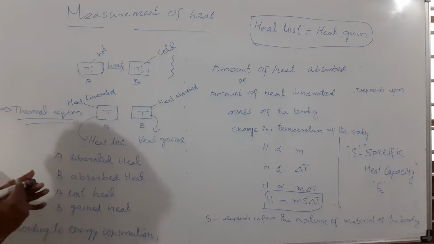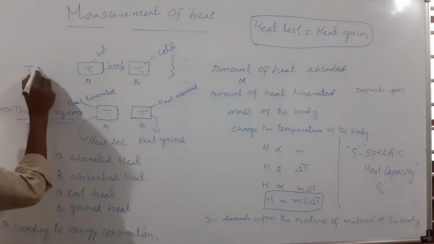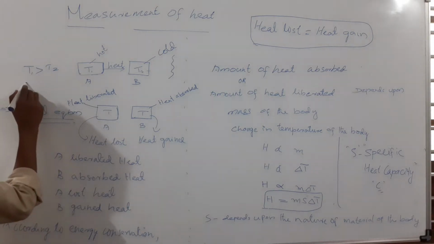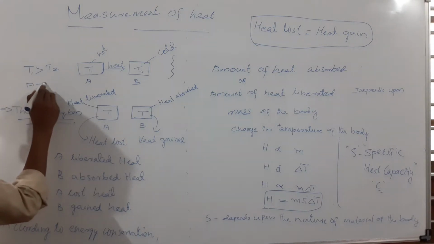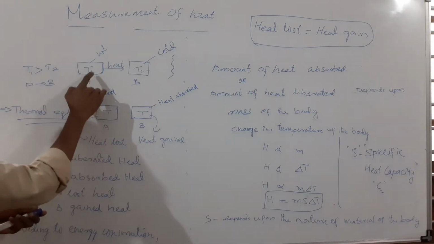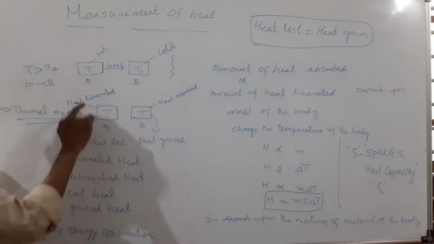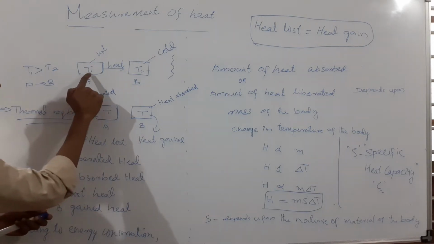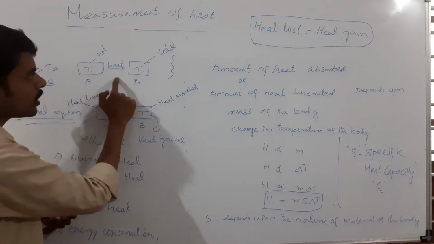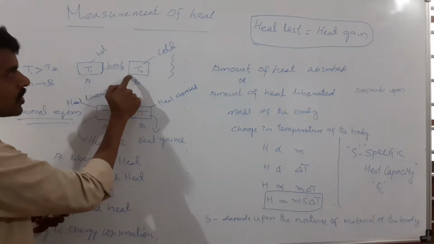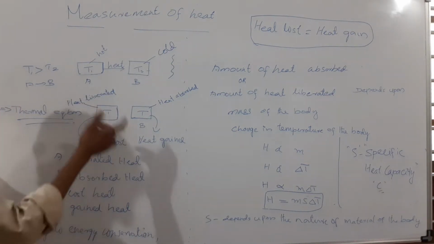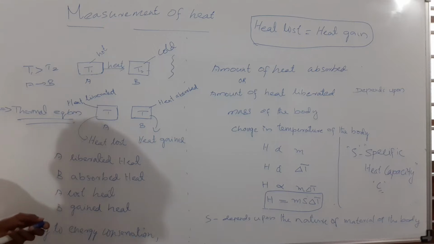Since A is hotter, T1 must be greater than T2, and heat flows from A to B. Heat flows from A to B since T1 is greater than T2. So heat flows in the direction of decreasing temperature. Here is the higher temperature. As we are going to B, the temperature is decreasing. That is one of the aspects you have to understand.